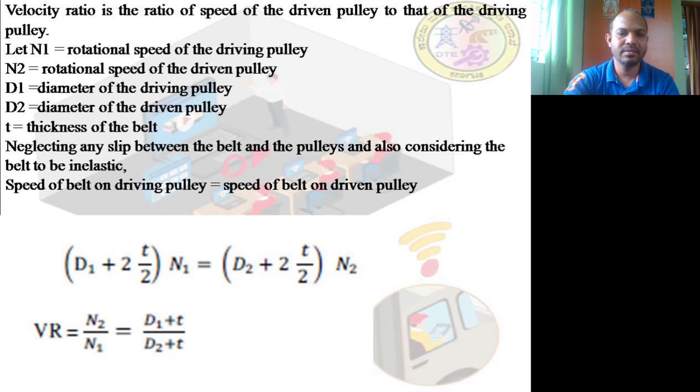Is it clear? Based on this also we can find out the speed. The diameter, however, is not varying; the diameter remains the same. By increasing any one speed, we can also make the other speed vary accordingly.